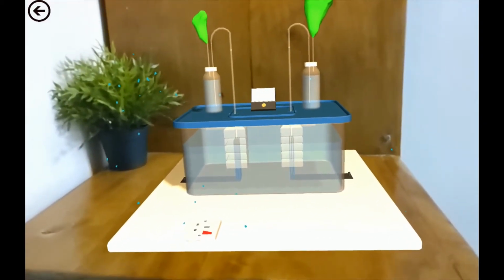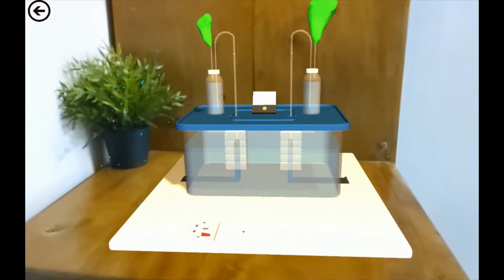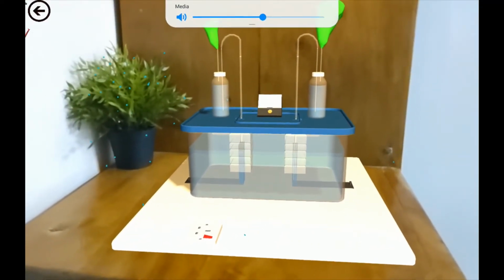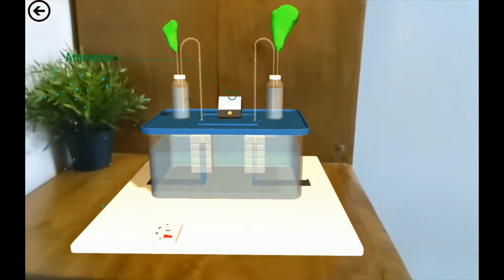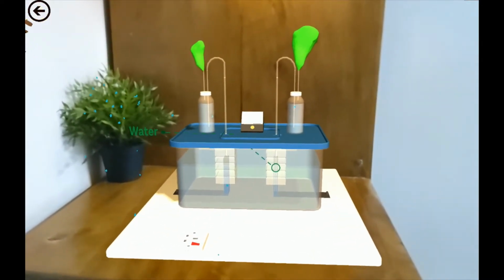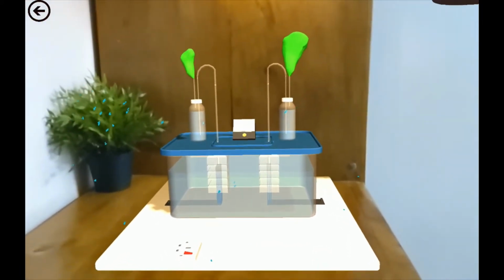For the purpose of this practical demonstration, we will be using the typical table salt, sodium chloride. This electrolysis setup comprises a beaker, electrolytic tank, electrode, ammeter, switch, water, substance in molten form, and bottles.